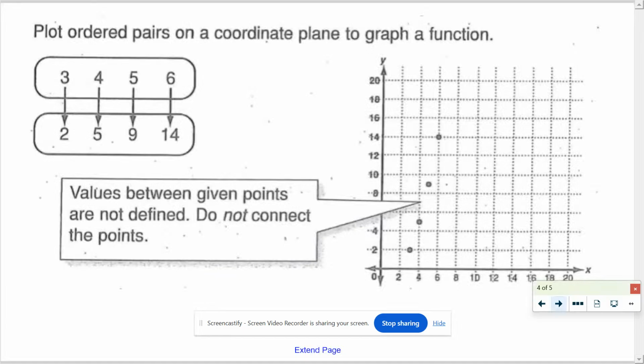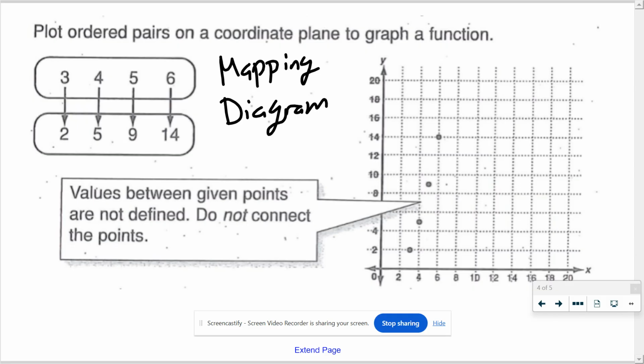We can also plot ordered pairs on a coordinate plane to graph a function. We sometimes are able to graph a linear function, sometimes it's not going to be a linear function, but we just want to have different coordinate points on a plane. You would see that we have what we call a mapping diagram, where you have your x values and your f of x values. We also call it your input and then your output.